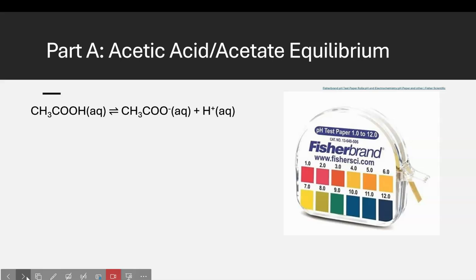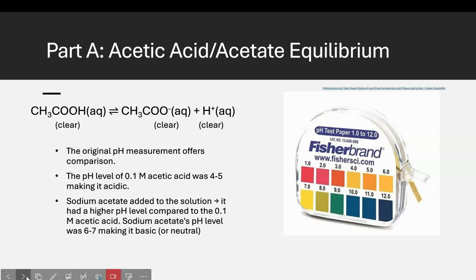So in the experiment, we took two pHs. The significance of the first pH measurement is to offer a comparison for the next recorded pH. And then you can see that listed here. Also, the colors of this experiment were clear, clear, and clear, which is why we had to test the pH to see the colors. The pH level of the 0.1 molar acetic acid was roughly 4 to 5, making it acidic. And as you can see on the picture to the side, it is a warm color.